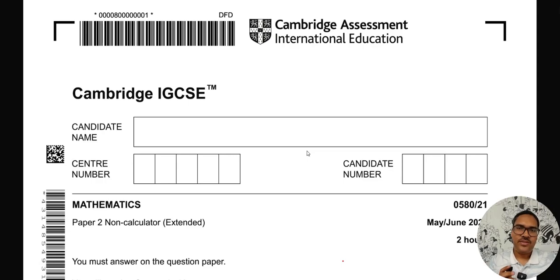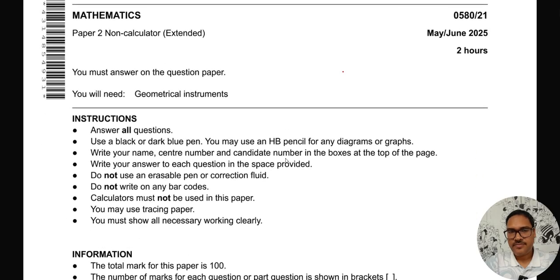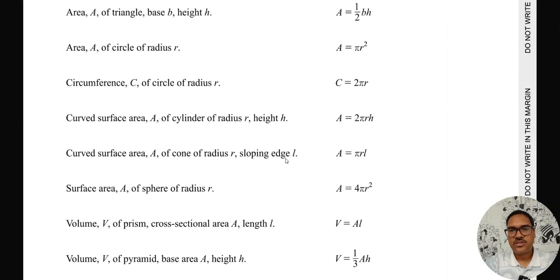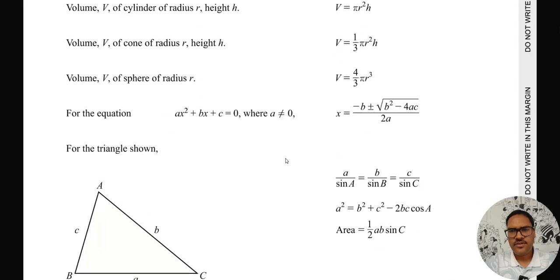Hello everyone. In this video, we are discussing the paper solution of May-June 2025 Code 21. This is the non-calculator paper, extended mathematics. You can go through the instructions. These are the formulas that are generally given in the paper.